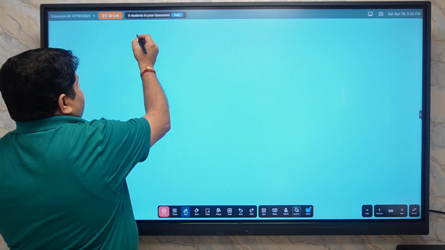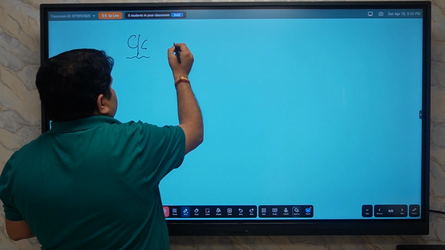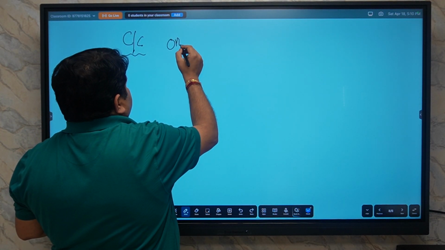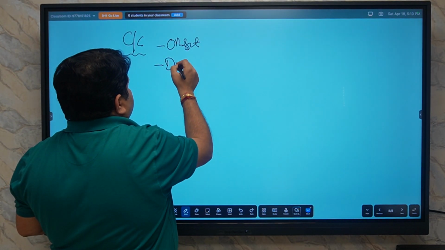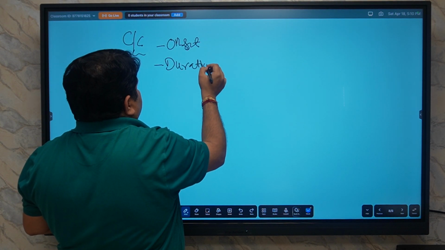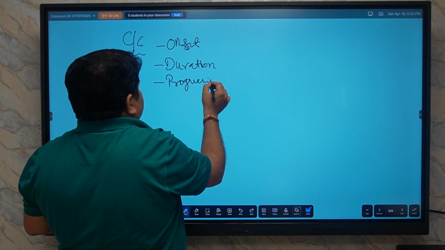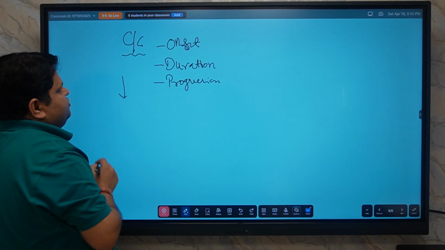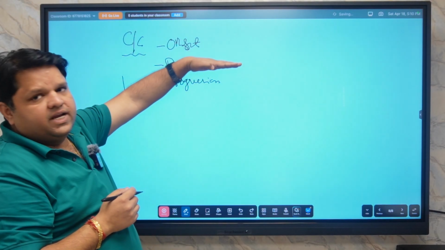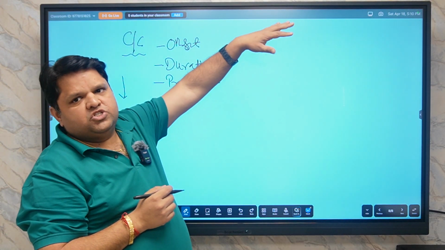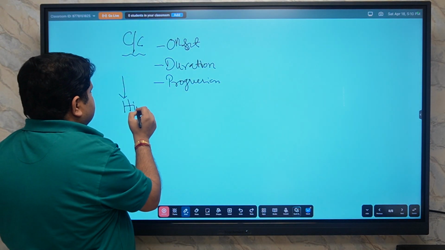So for chief complaint we will ask 3 things: onset, duration, and the progression. After chief complaint, we always write in the order sequentially. So chief complaint first, then second, then third, and we also mention the duration of that chief complaint accordingly. After chief complaint we have history of present illness.